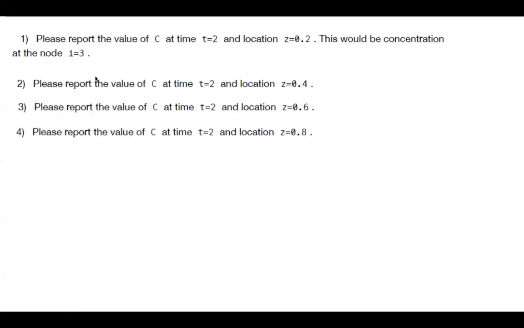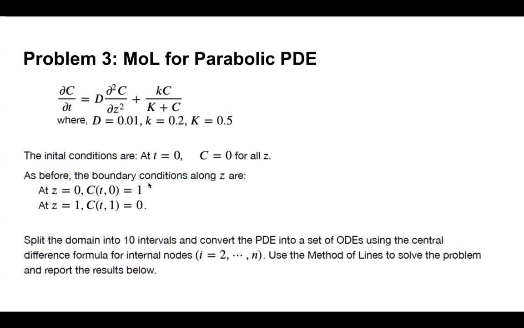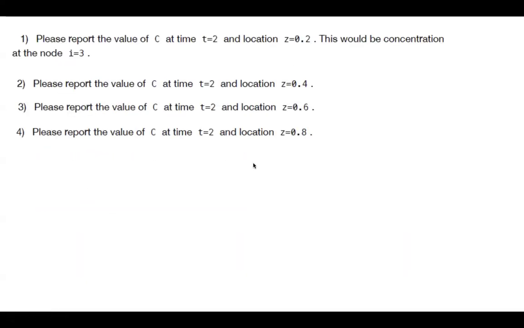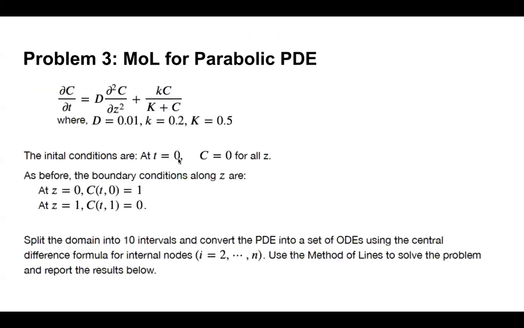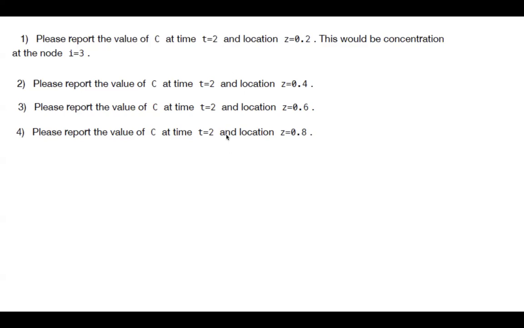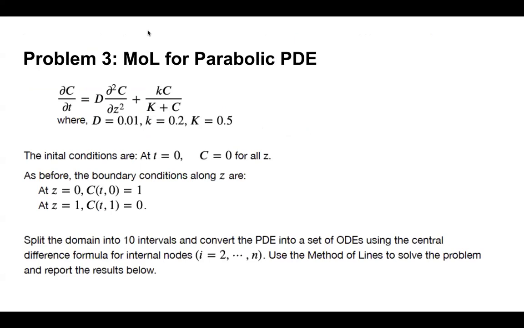Okay, and what all things you have to report? You have to report the value at t equal to 2, at z equal to 0.2, 0.4, 0.6, and 0.8. So basically, you have to take z equal to 0 to 0.8 with a step size of 0.2 each. And we have to do from time equal to 0 to 2. Okay, I hope these things are known. So now I'll show the question. I'll give you 2-3 minutes, and then we'll discuss.